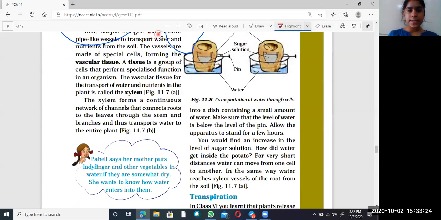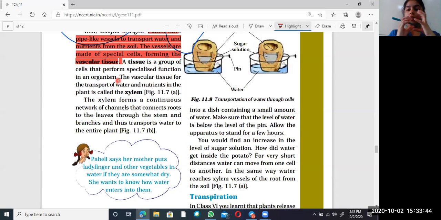So plants have some pipe-like vessels to transport water and nutrients from the soil. These vessels are made up of a special type of cell forming the vascular tissue. अब listen, अब जो हमारा plant है, the plant has some pipe-like, some tube-like tissues which are present in them. They are called the vascular tissues.